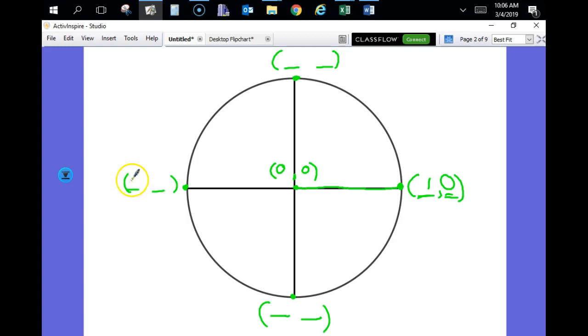I think it's 1, 0. Correct. Let me go to Marissa and then Christopher and then Danielle. Go ahead, Marissa. 0, 1. Up here, right? I said no. Why? Because it's over none, up 1.